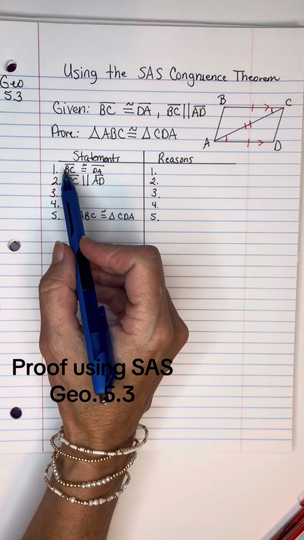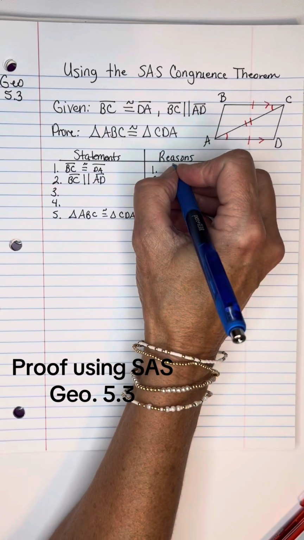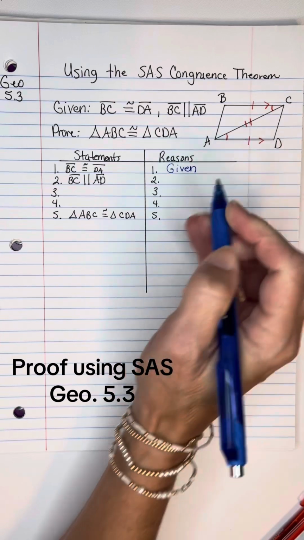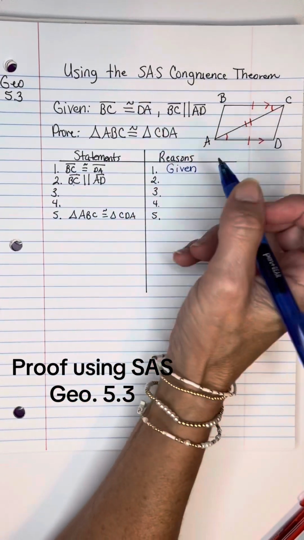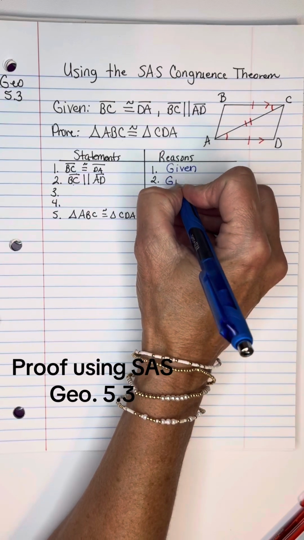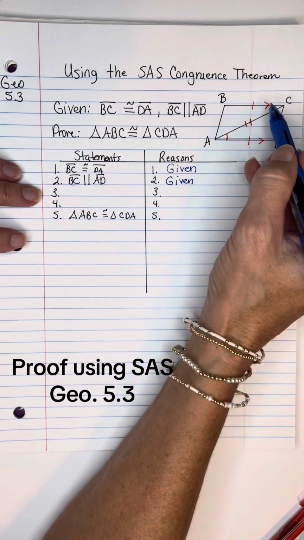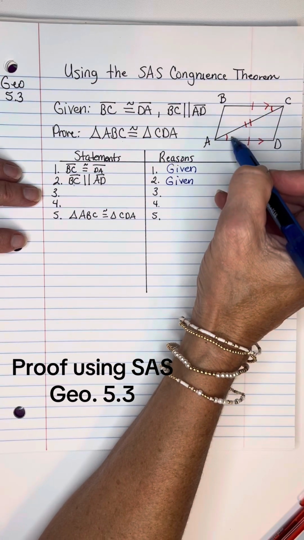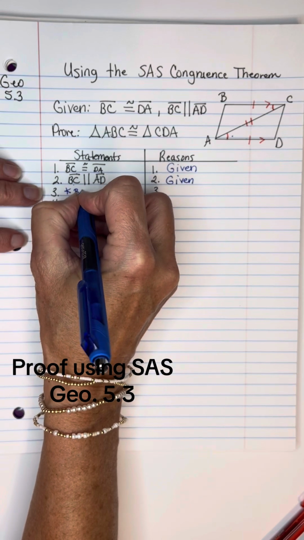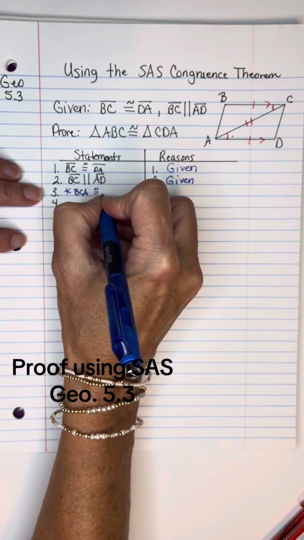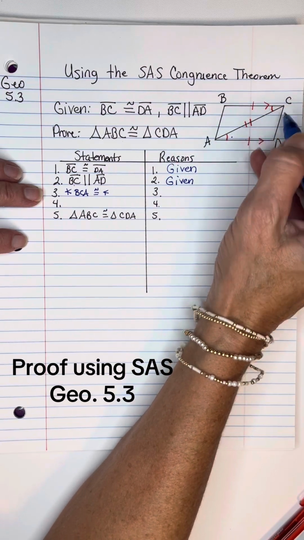All right, so segment BC is congruent to segment DA. That was given. Segment BC is parallel to segment AD or DA. That is given. All right, I've left this one blank, but we marked these two angles congruent. So let's name them. That is angle BCA is congruent to angle DAC.